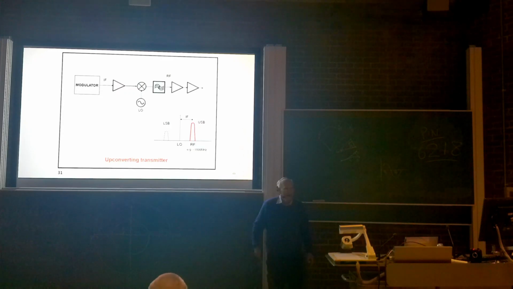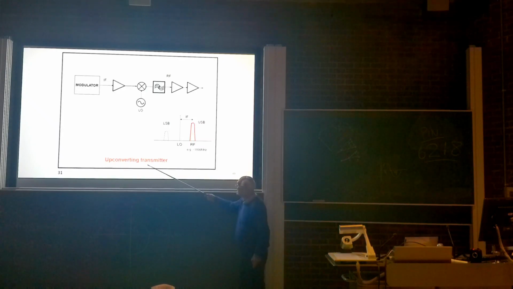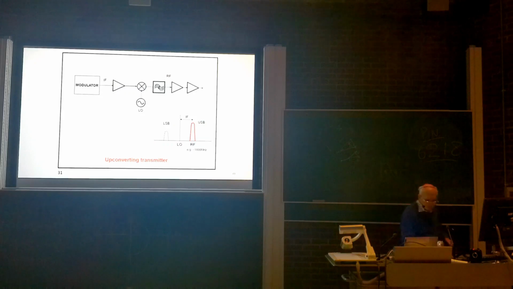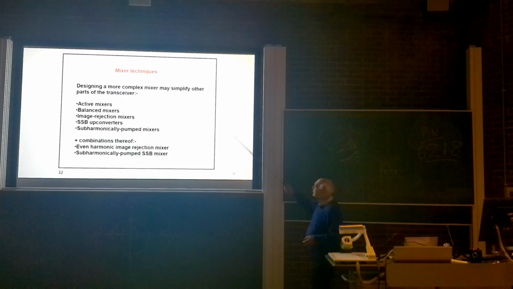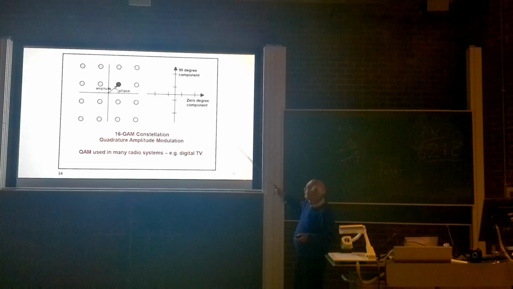So we're now into the RF technology a little bit more, the kind of things we do. This is an up-converting transmitter and what has to be done. The thing is that you start at a low intermediate frequency and mix it up to the RF frequency, the high frequency, by a local oscillator. Mixer techniques, going to skip over that, but there are some very clever techniques in here. Spectrum shaping needed, baseband, etc., and clever ways of doing it.